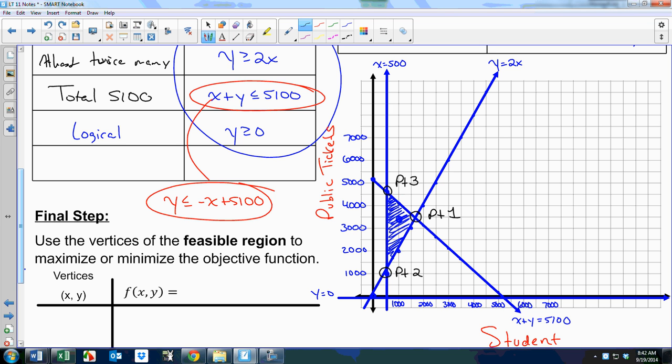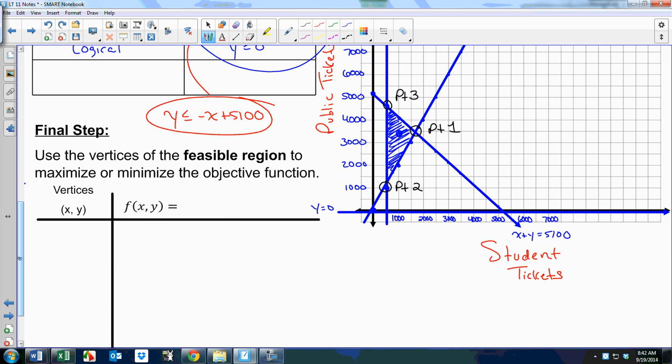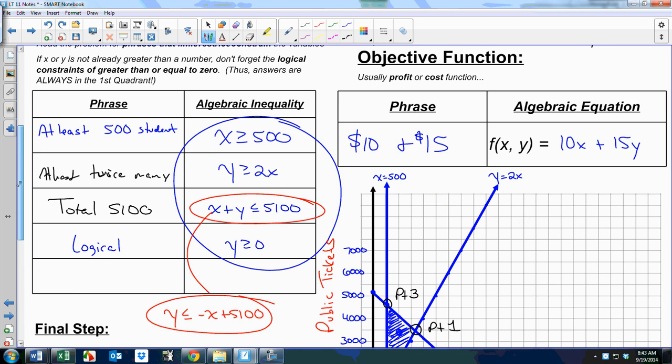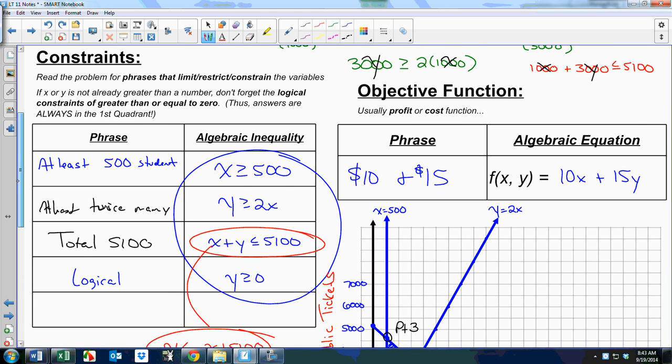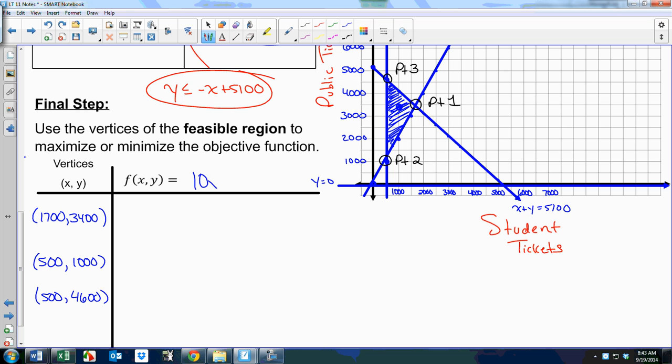All right, put them on your table, which you're going to have to make on your graph paper. Put the vertices on your table. They are 1700, 3400; 500, 1000; 500, 4600. Your profit function, we already wrote that. It's up here. The function is 10x plus 15y. And we're almost finished, right?